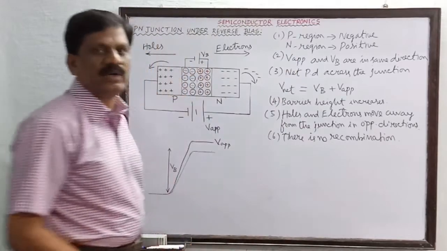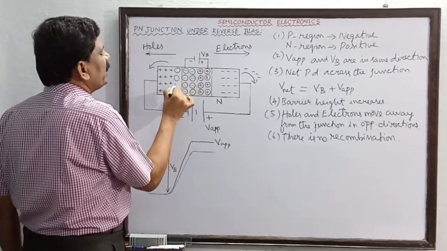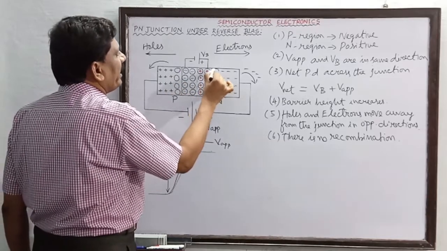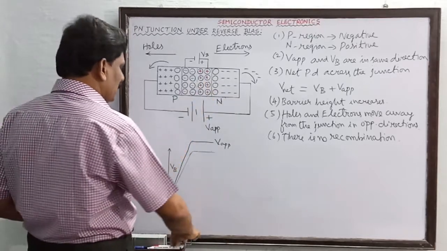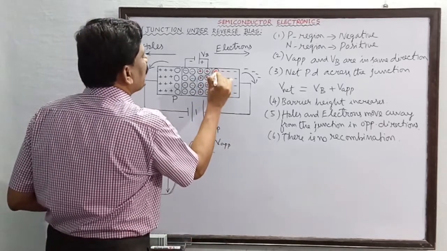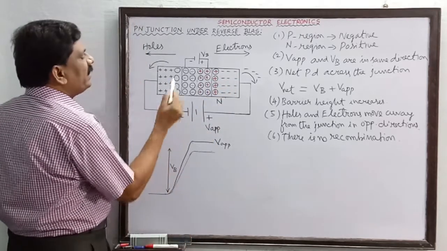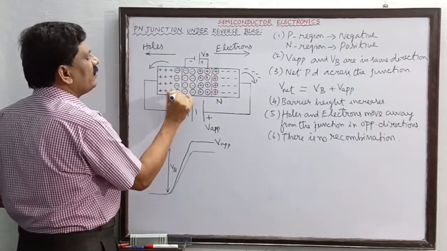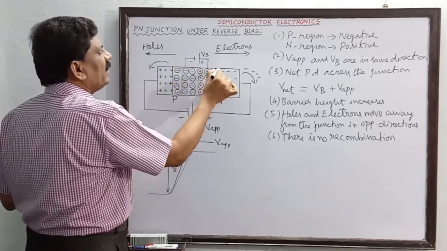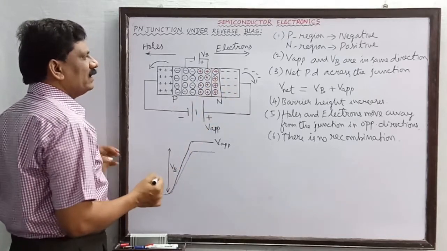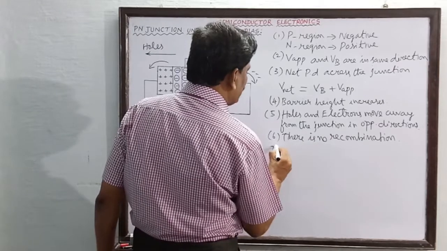As a result, what is going to happen? Additional ions will be formed. Additional positive and negative ions will be formed on both sides of the junction. So on the N region of the junction, the number of positive ions will increase. Similarly, on the P region of the junction, the negative ions will increase. So now you can see the new width of the barrier. As a result, there is no recombination.